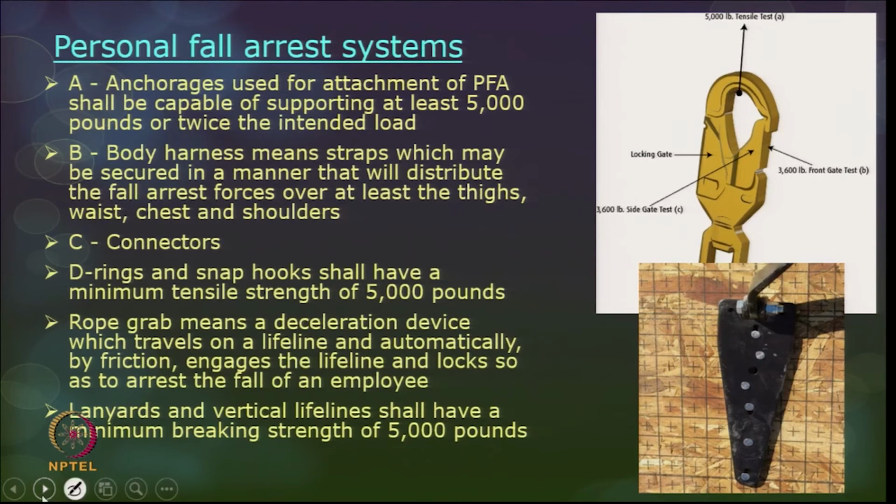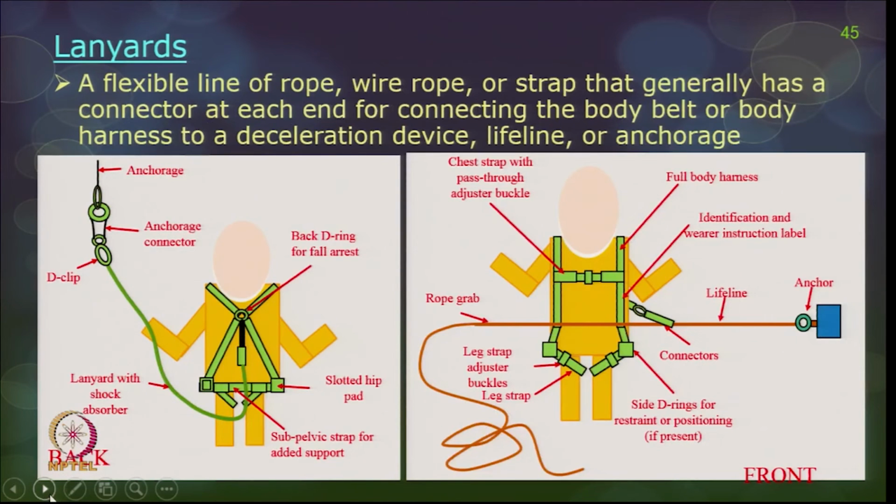Again, there are many types of lanyards, for example single leg lanyard, double leg lanyard, shock absorbing lanyards and so on. Single leg lanyard means from the worker you have a single point of anchorage. Double leg lanyard means from the worker you have 2 points onto the anchorage. So, double leg lanyard is considered safer in terms of fall protection than a single leg lanyard.